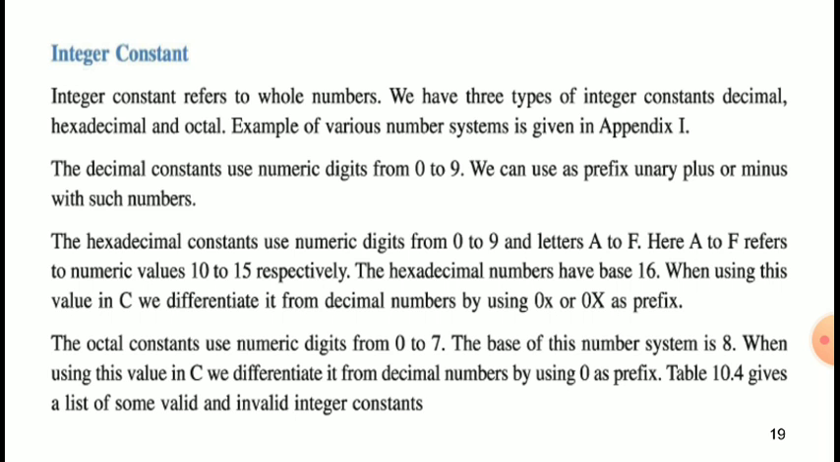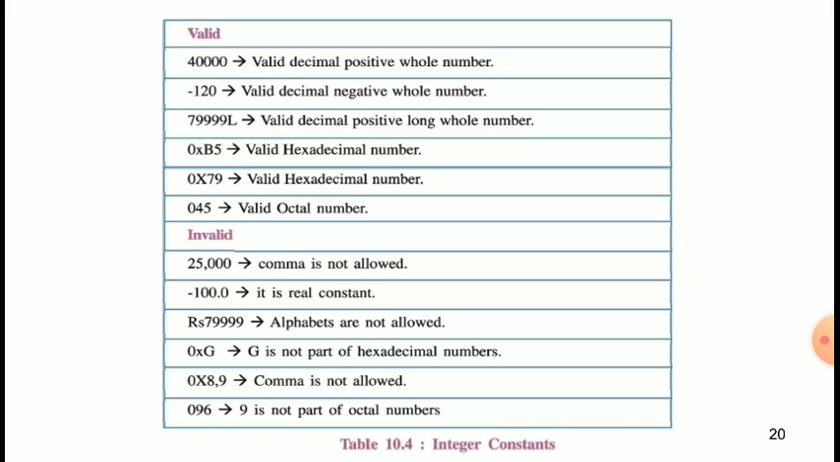The octal constant uses numeric digits from 0 to 7. Octal numbers have base 8. To differentiate them from decimal numbers, 0 is used as a prefix. Example: 045, 017, etc. So those are valid and invalid constants.